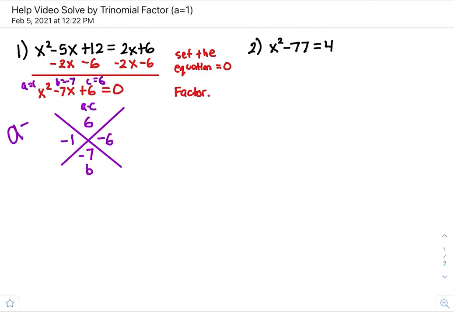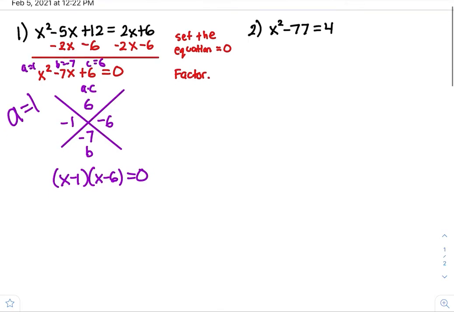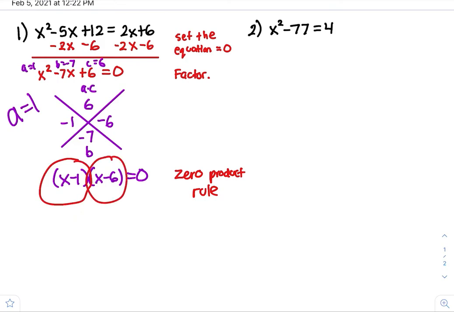Now notice, a is equal to 1. So that means these will be part of your factors. So x minus 1 times x minus 6 is equal to 0. Now we're going to use our zero product rule in order to solve for x. And our zero product rule states that this has to equal 0 or this must equal 0. So x minus 1 has to equal 0, or x minus 6 has to equal 0.